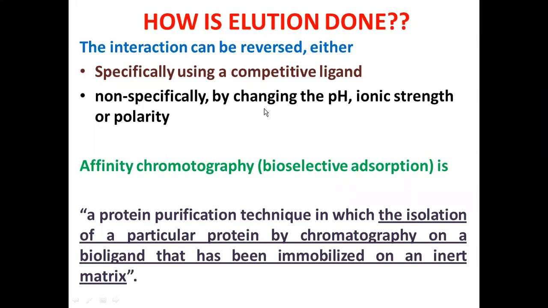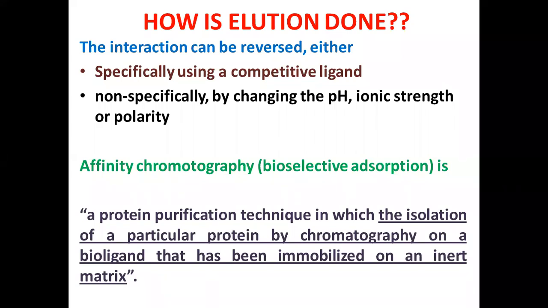So as per this discussion and as per the fundamental definition of affinity chromatography, it is called a bioselective adsorption technique. It is used for the isolation of a particular protein by chromatography on a bioligand that has been immobilized on an inert matrix. So now you must be very clear about the definition of affinity chromatography. It is used particularly for the separation of biomolecules such as proteins, where the protein is going to interact with the ligand, where the ligand is immobilized on an inert matrix.